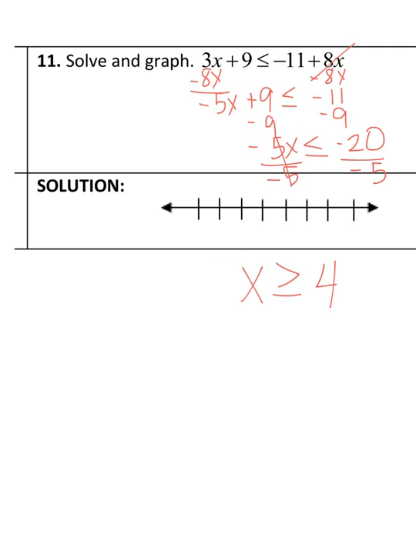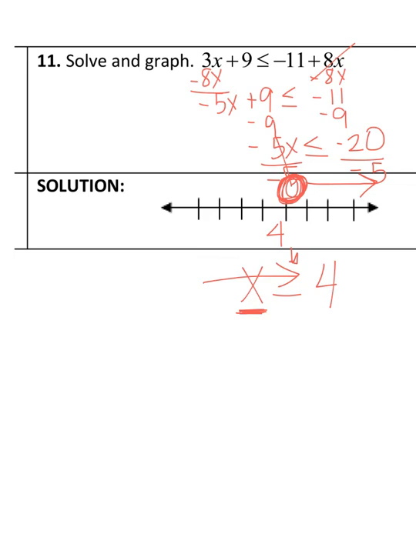So now we need to graph this solution and come down, and we can put a 4 on our number line, and we're going to put a circle. And this one is going to be shaded to the right. And I like to look at this inequality sign like it's an arrow, but you can only do that if the variable comes first. So we know we're going to shade to the right.